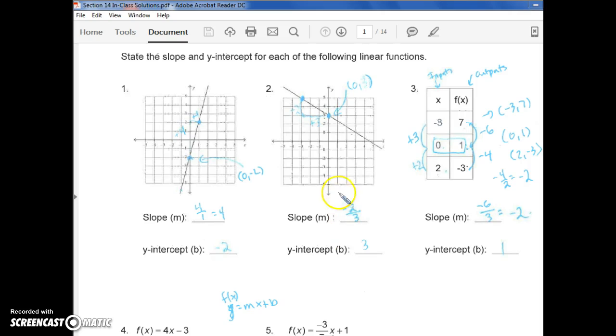That does not reduce. And the y-intercept, again, is the value where it crosses the y-axis, so that's right there at the point (0, 3). The value is 3.